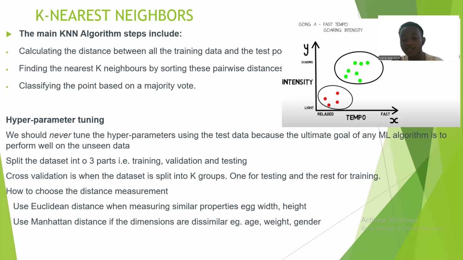Euclidean or Manhattan distance. So in this example that I provided here, this is someone predicting the kind of songs they would like. We have intensity and tempo as shown. Intensity from light to soaring and tempo from relaxed to fast. This guy likes fast and soaring music, and dislikes relaxed and light music. So what if a song, I'll call it a new data point, lies in between here, the circles.